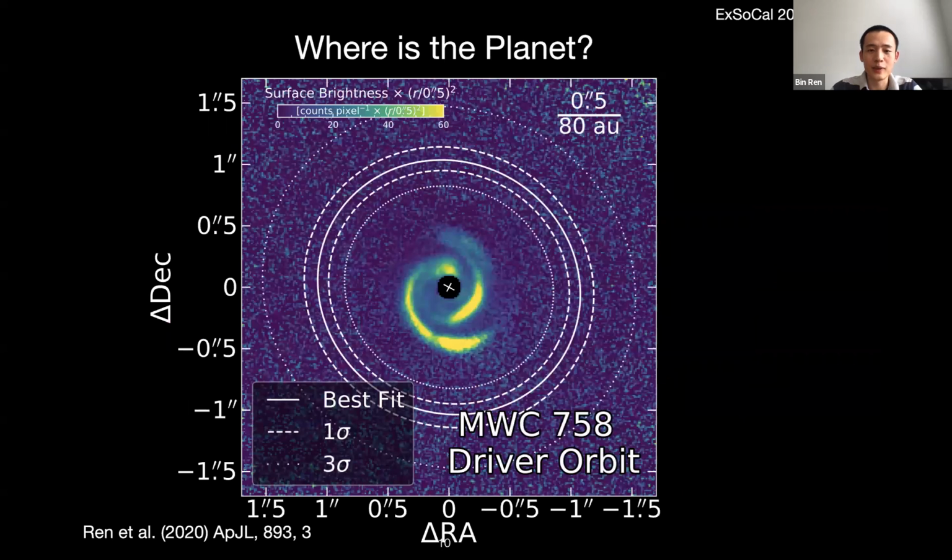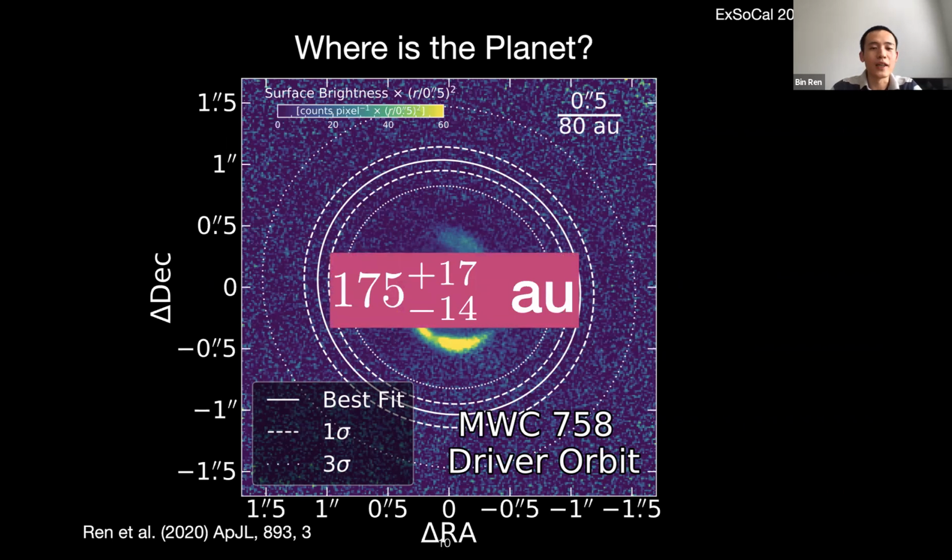And this corresponds to a semi-major axis of the planet that is located at this contour, with the solid line being the best fit, the dashed line being the 1 sigma region, and the dotted line being the 3 sigma region. And now we can say with confidence that there is a spiral arm driver, and we should look for this planet.